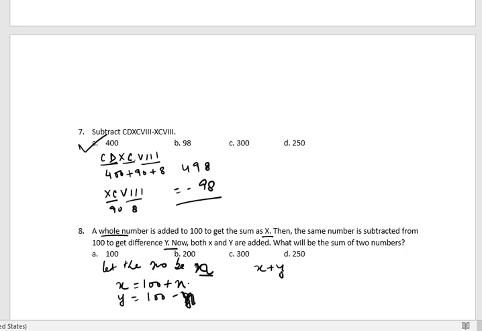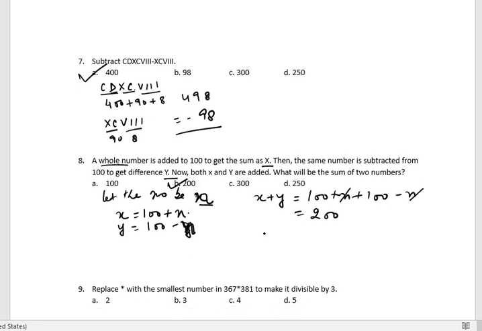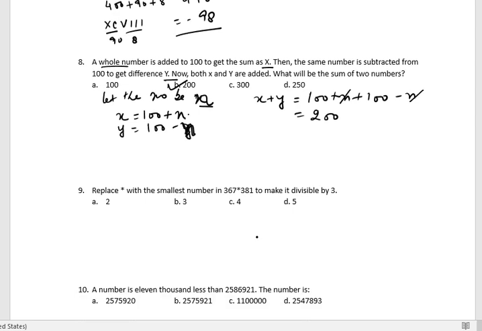So what exactly we have to do? We have to add these two. The value of X is 100 plus N and the value of Y is 100 minus N. We know that minus N and plus N will cancel out, and 100 plus 100 is 200. So the answer is 200. I hope it is clear. So it was easy only. We have to make sure which symbol we are using for that.